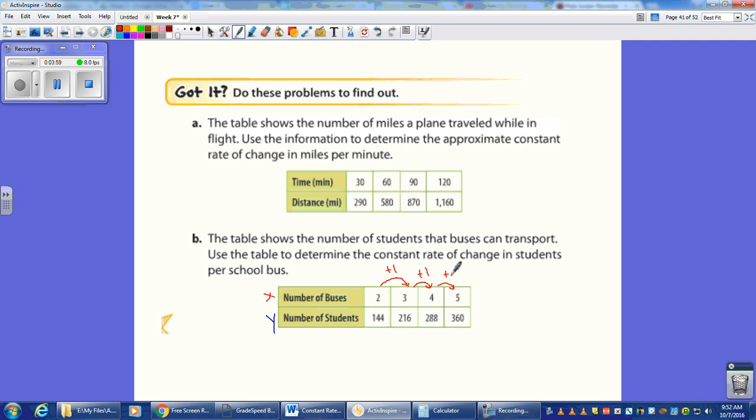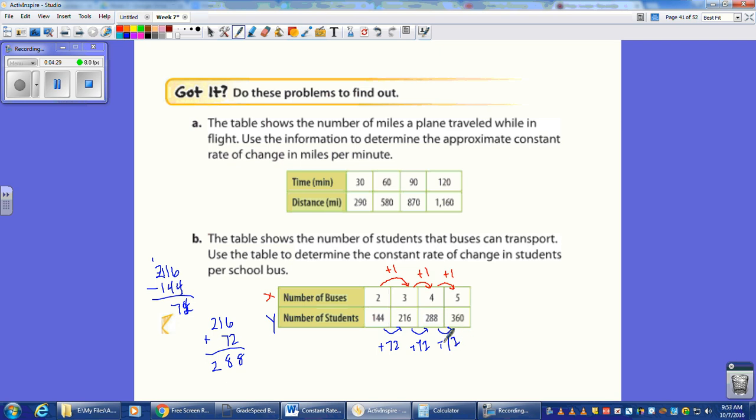On the bottom, I don't know how you get from 144 to 216, so I'm going to subtract. And when I do that, I find out that it's 72. So I'm adding 72 on the bottom. And just to make sure, I'm going to do 216 plus 72 to see if I get the next number, which I do. So I know that I'm adding 72 on the bottom.